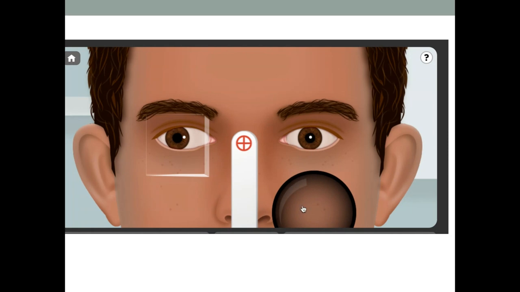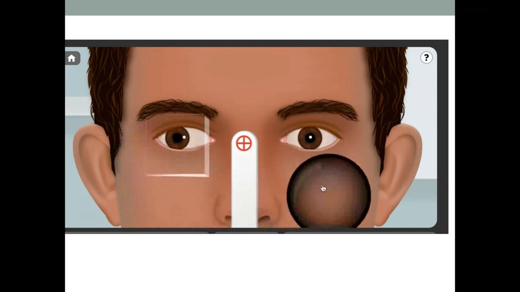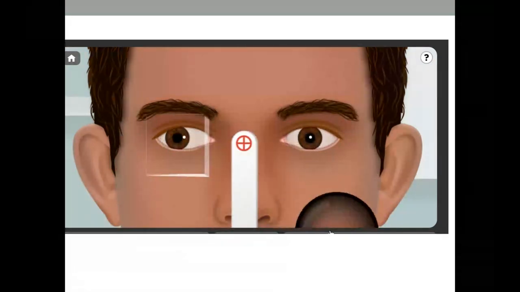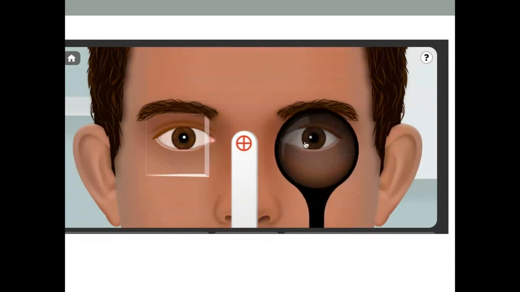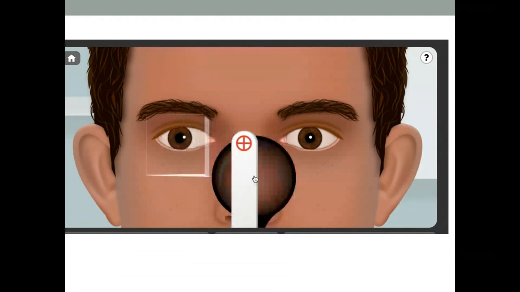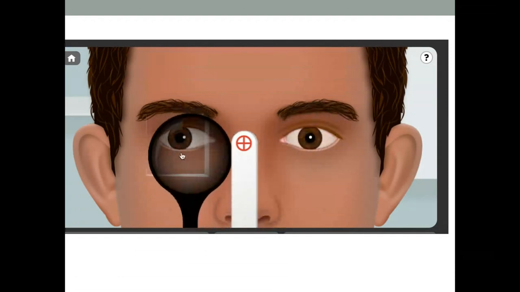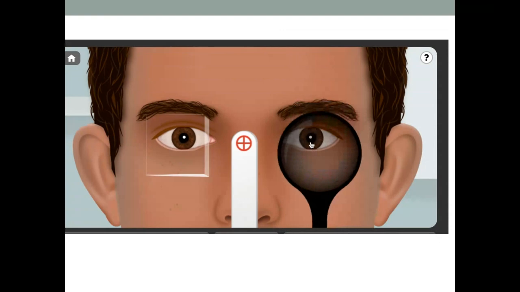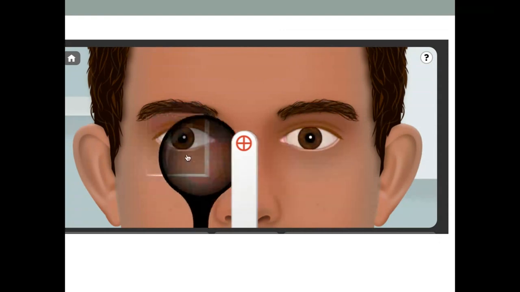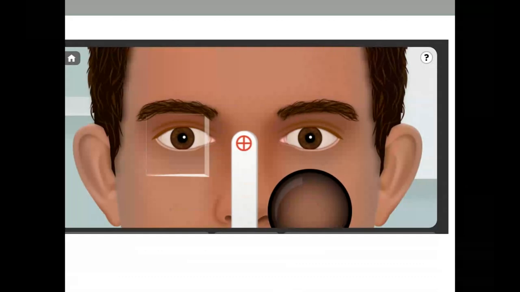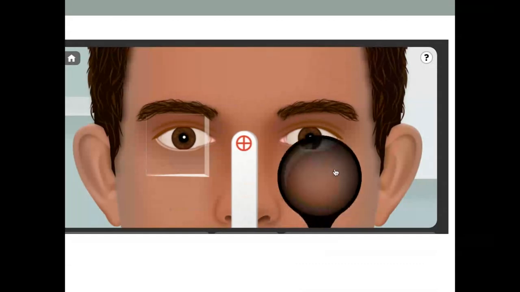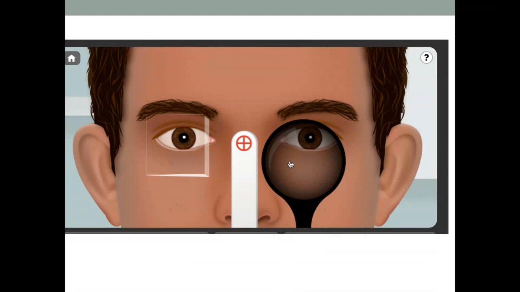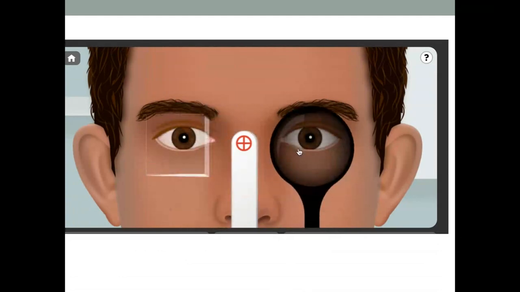And then you continually do the alternate cover test while you increase the strength of the prism in front of the eye. As you can see, the amplitude, or how fast that eye was moving, is gradually decreasing. Right now we have 30 diopters brought in, and we continue to do the alternate cover test. We're almost there. And there we go. We have no movement at this point.